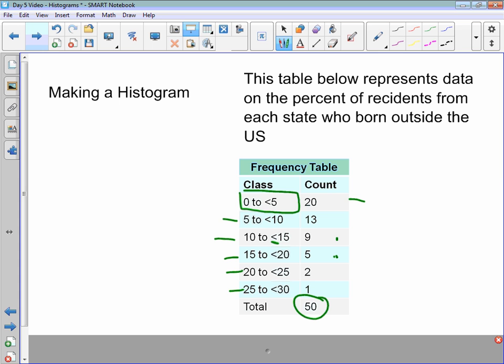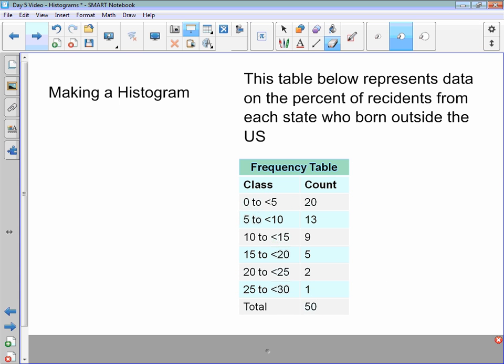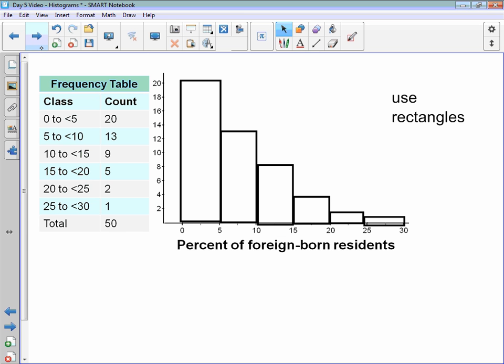Now that table, while giving us good information, is really hard to visualize. And so what we do is we make a histogram. Here is the bin, here is that class that's 0 to 5. And there were 20, so the bar goes up to 20. And then 5 to 10, 10 to 15, 15 to 20, 20 to 25, 25 to 30. And this axis is the counts.